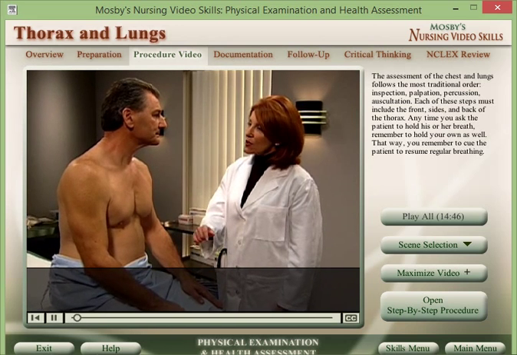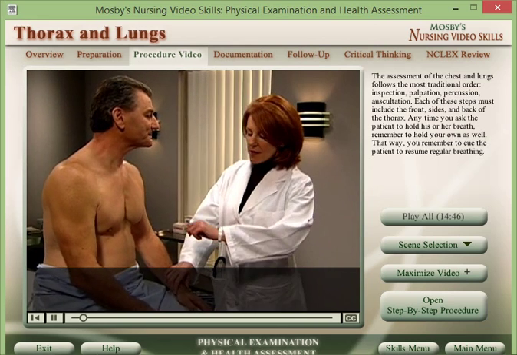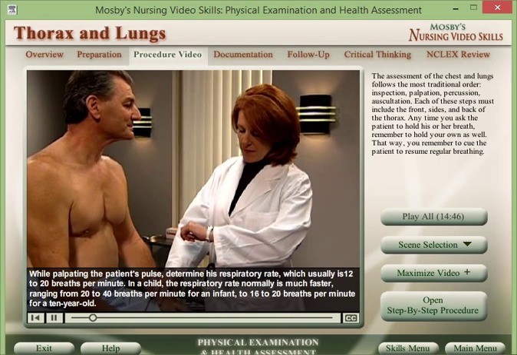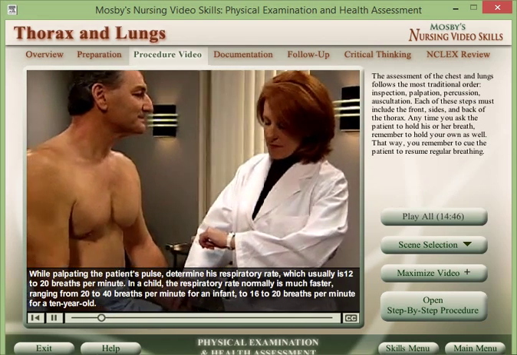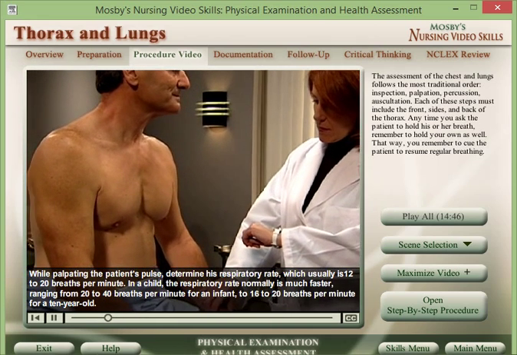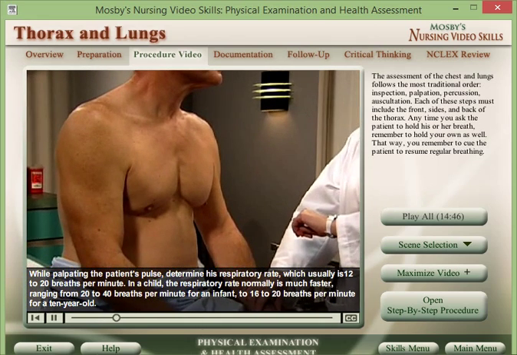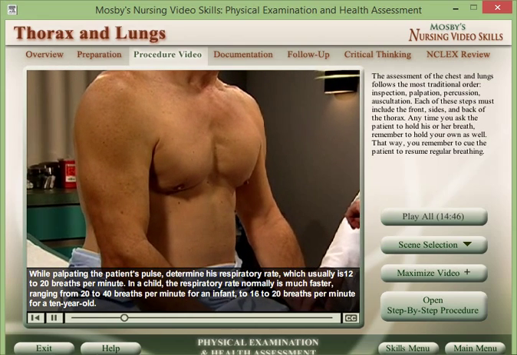I'm going to take your pulse now, and you can just relax and breathe normally. While palpating the patient's pulse, determine his respiratory rate, which usually is 12 to 20 breaths per minute.